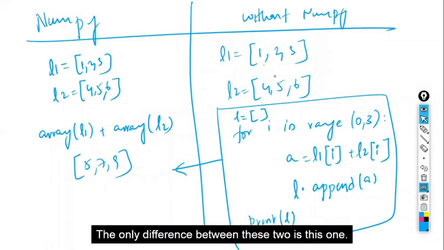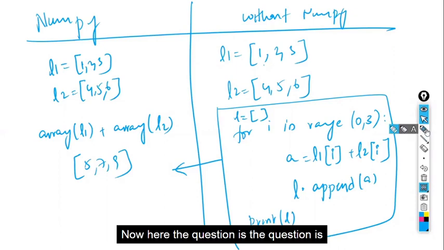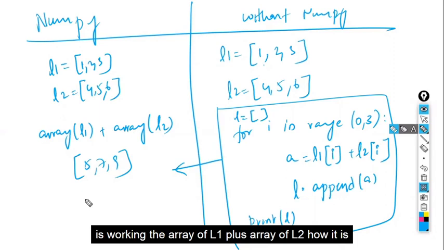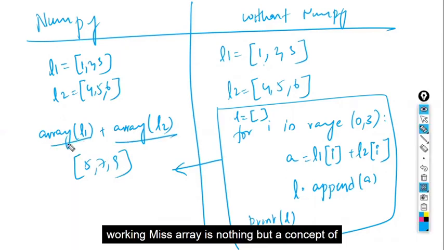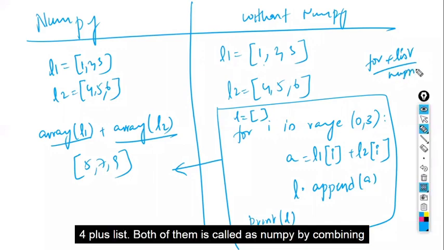The only difference between these two is this one. Now, the question is with respect to how it is generating and how it is working. Array of L1 plus array of L2, how is it working? Array is nothing but a concept of a for loop. For plus list is called NumPy. For plus list, both of them are called NumPy.